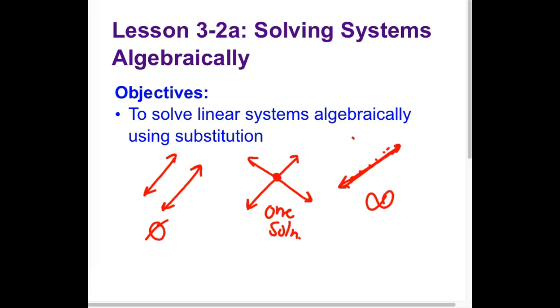So again, solving by graphing was a nice visual. You could physically see, oh, those 2 lines are parallel. There's never going to be a point where they cross. All right? Our goal is, can we still get that same information algebraically without having to graph them? Okay?